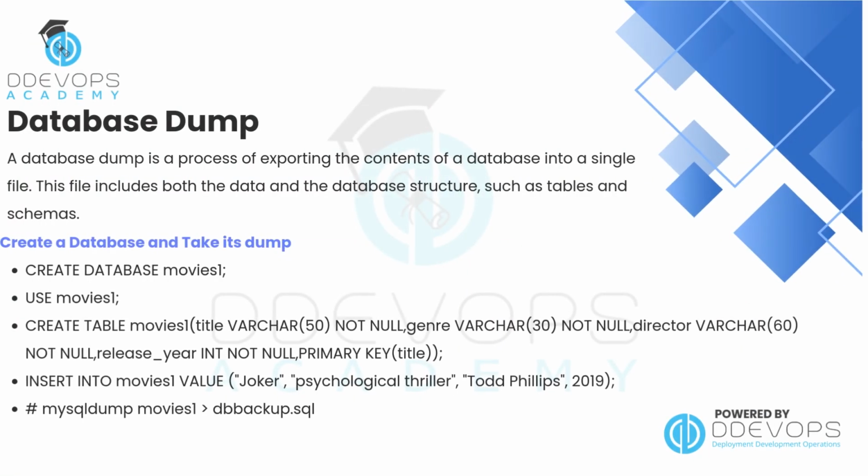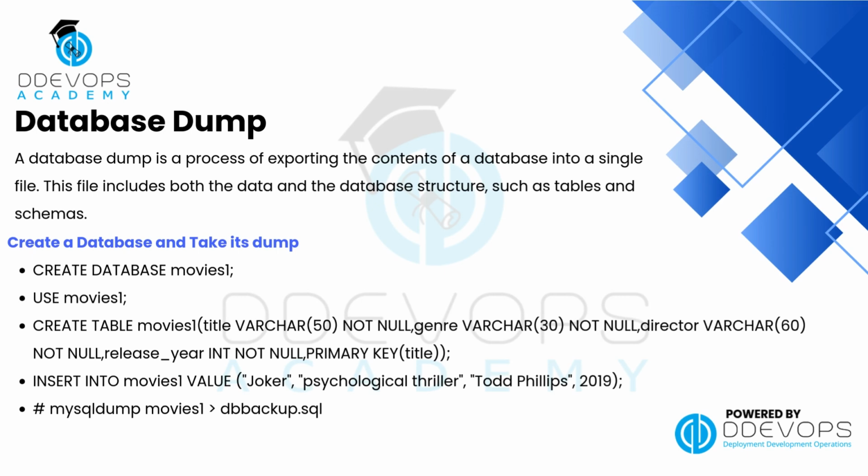A database dump is a snapshot of your database, structure and data, exported into a single file. It's perfect for backups or migrations. First, create your database and table, then insert some data. Finally, use mysqldump to export everything into a .sql file. This file can be restored later to recreate your database exactly as it was.